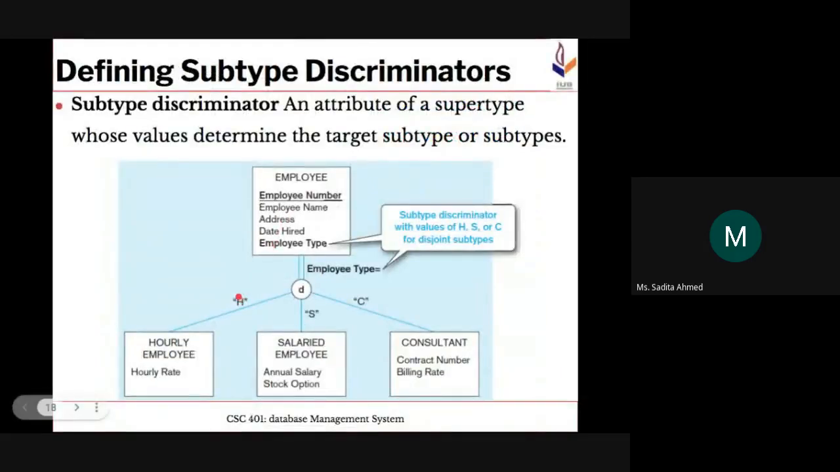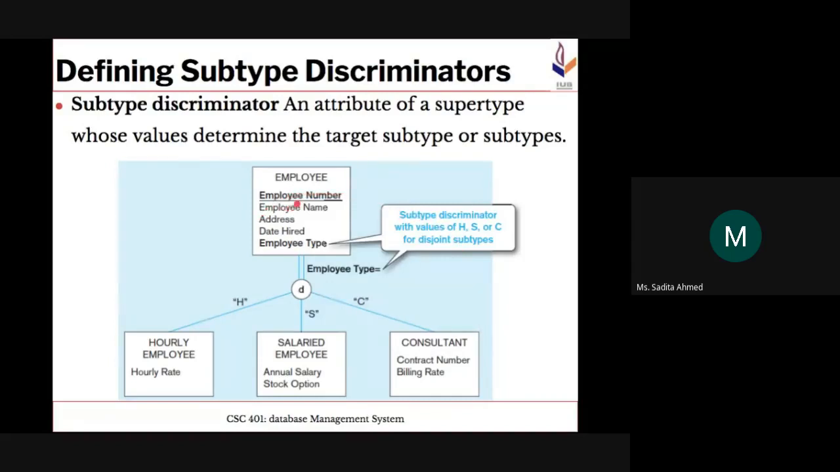Here, for example, H specifically means hourly employee, S salaried employee, C consultant. This works. Why? Because it's following the disjoint rule. Because it's following the disjoint rule, that's why it works. Because একজন employee যে hourly employee, সে তো হচ্ছে কি salaried employee বা consultant হবে না, following the disjoint rule. That's what the disjoint rule tells us, right?